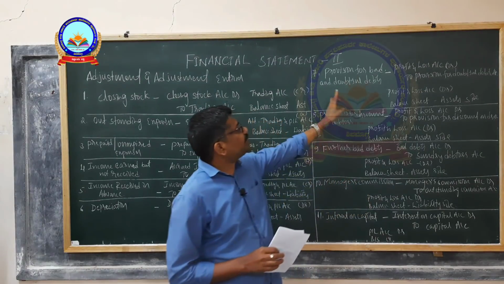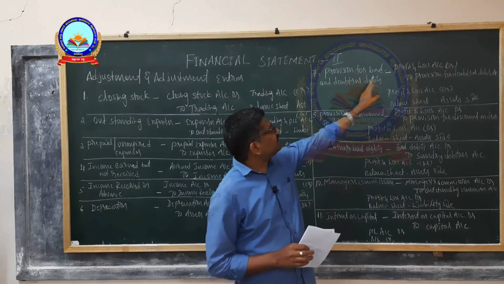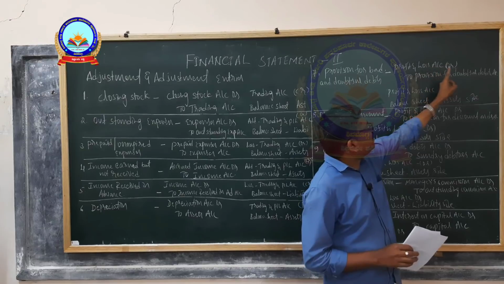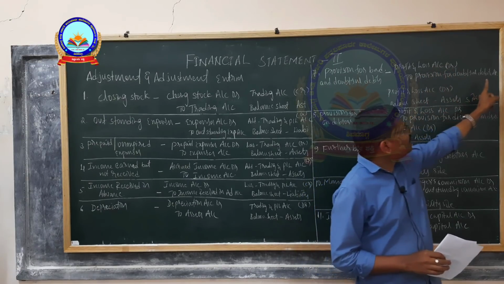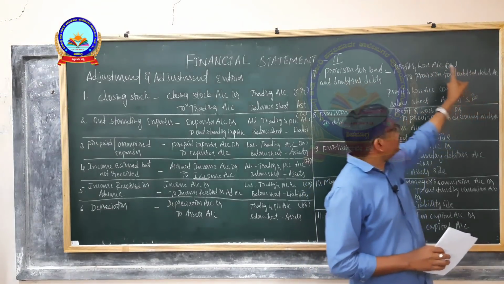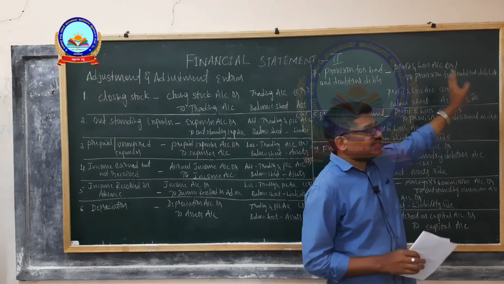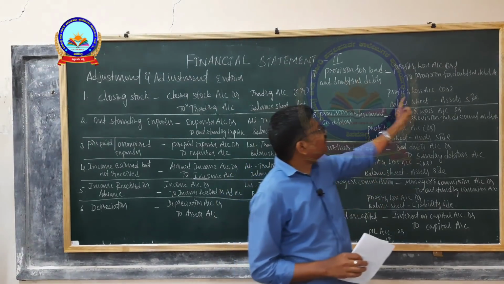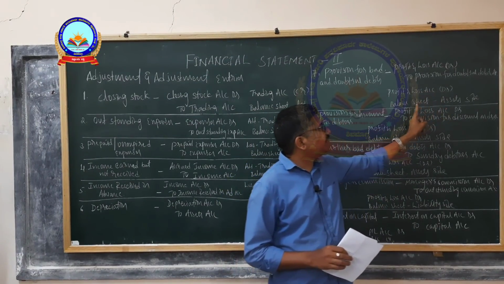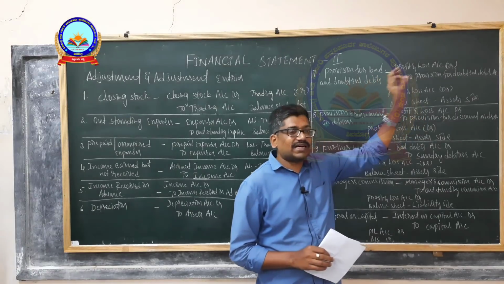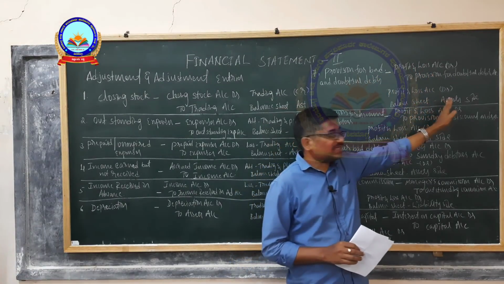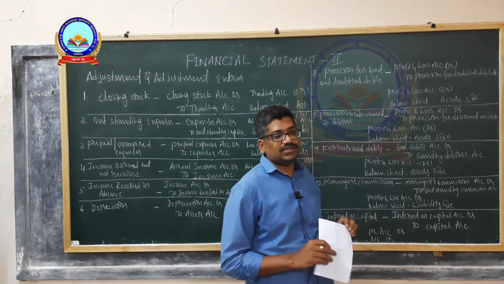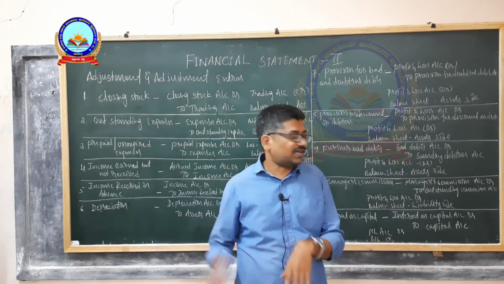Now we have to pass the journal entry for provision for bad and doubtful debts. The journal entry is: profit and loss account debit to provision for doubtful debts. We record it on the debit side of the profit and loss account, and in the balance sheet on the asset side, where we subsequently subtract it from the debtors. Those things we will learn in the higher classes.